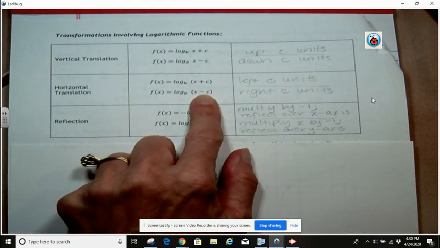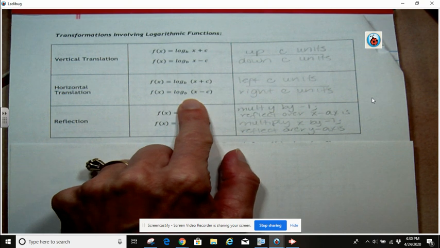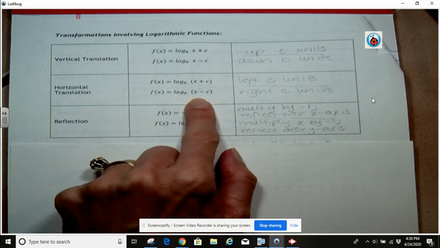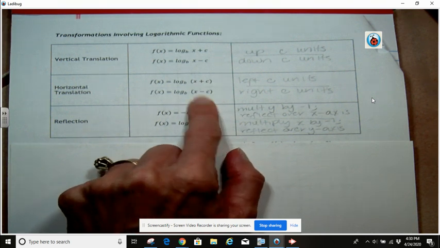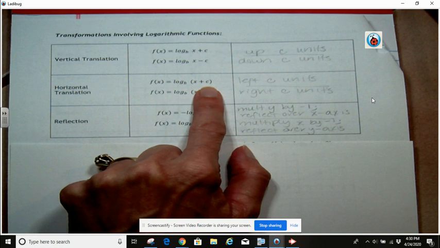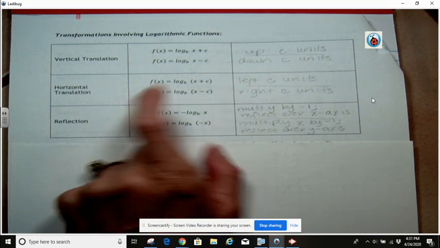If the thing you're adding or subtracting is trapped with X, this would be like H. C is just being used for constant here. So this is like H. It has to be trapped with X, and it's opposite of the sign. So if you see X plus something, it goes left, and X minus something, it goes right.